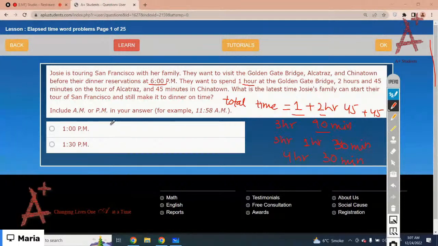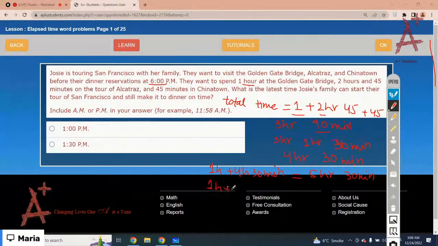Okay, you can calculate it. You have two options, 1 p.m. and 1:30 p.m. You can check. If you start at 1 p.m., add 4 hours and 30 minutes. Add 1 hour to 4 hours 30 minutes. You have 4 plus 1, it would be 5 hours 30 minutes. Got it? That means it would be 5:30 p.m. So that means this isn't the correct option.